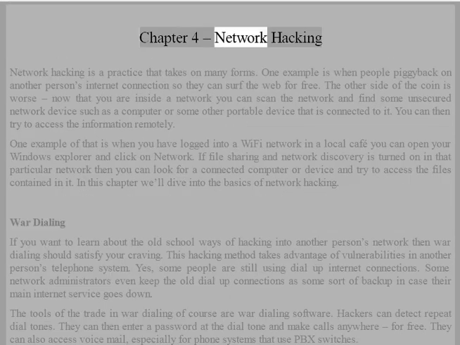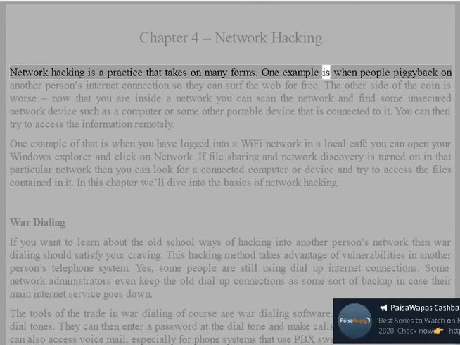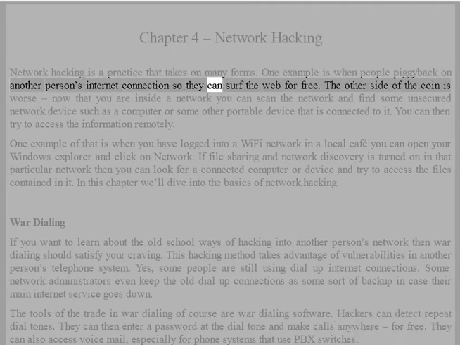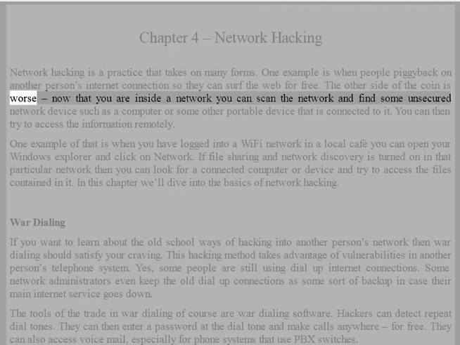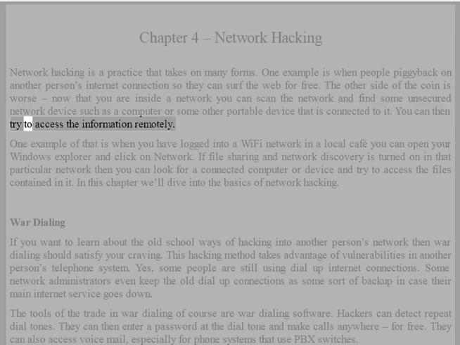Chapter 4: Network Hacking. Network hacking is a practice that takes on many forms. One example is when people piggyback on another person's internet connection so they can surf the web for free. The other side of the coin is worse. Now that you are inside a network, you can scan the network and find some unsecured network device such as a computer or some other portable device that is connected to it. You can then try to access the information remotely.